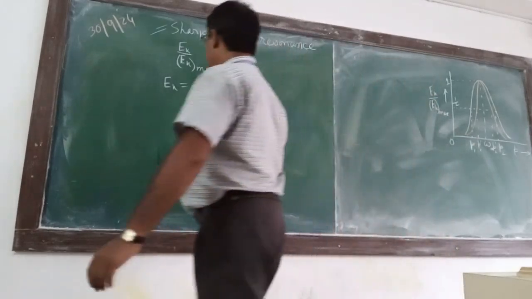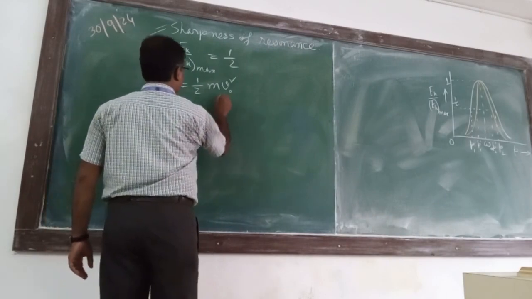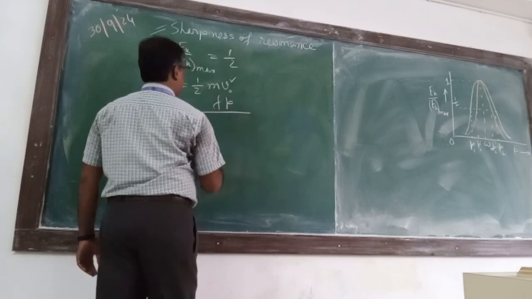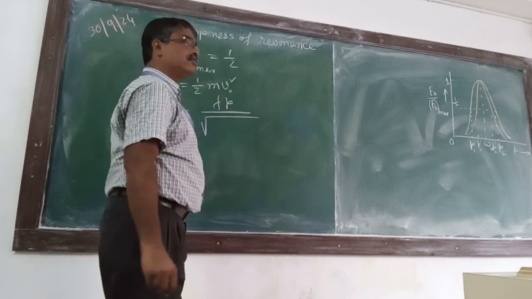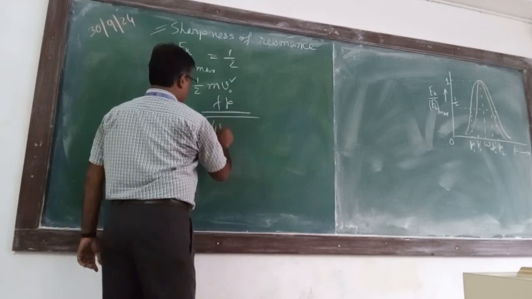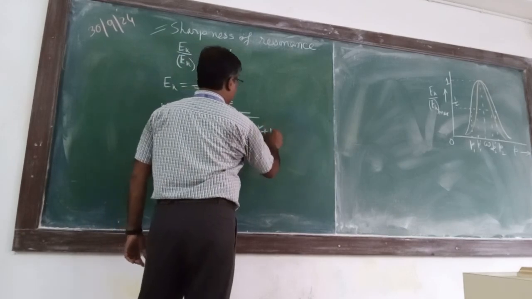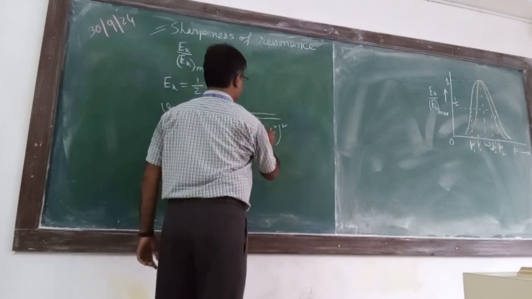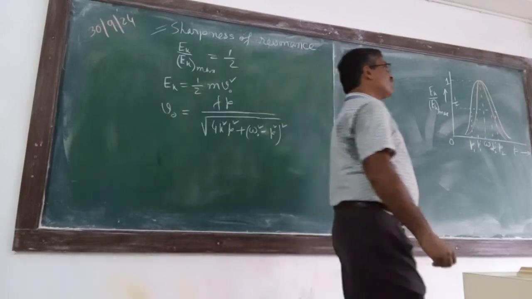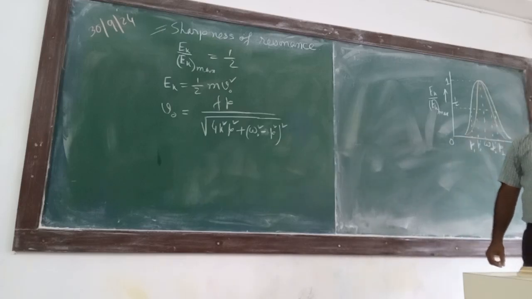We know the velocity amplitude v naught equals F by P divided by the square root of 4 k square P square plus (omega naught square minus P square) whole square. That is v naught, the amplitude of the velocity.